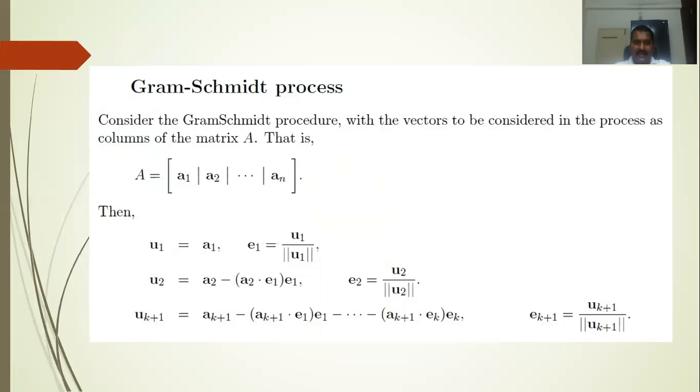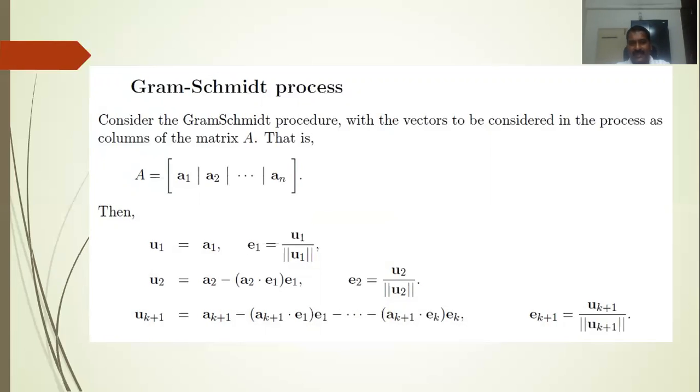Suppose A consists of n column vectors, A1, A2, An. Say they are linearly independent. With the help of these n vectors, by using the Gram-Schmidt orthogonalization process, I need to get new vectors U1, U2, Un so that U1, U2, Un are orthogonal. A1, A2, An need not be orthogonal; they are linearly independent.